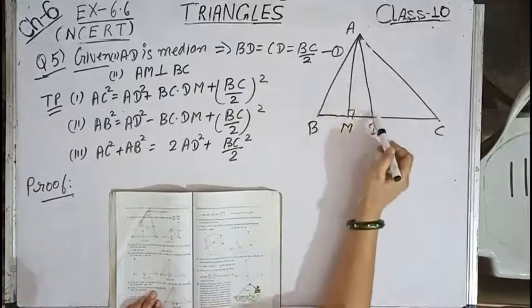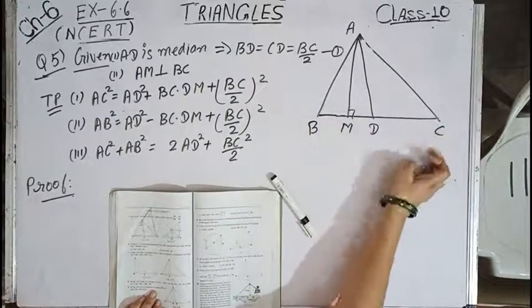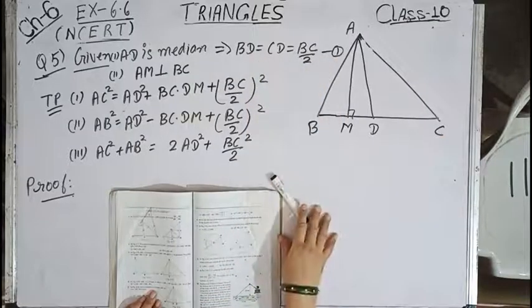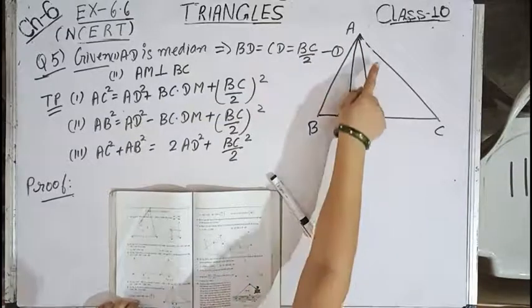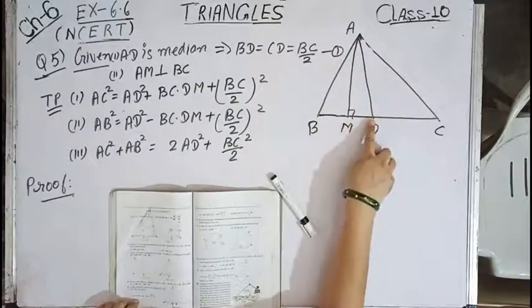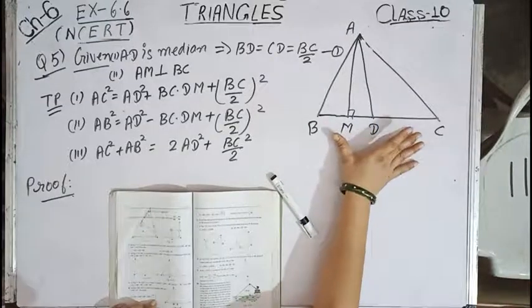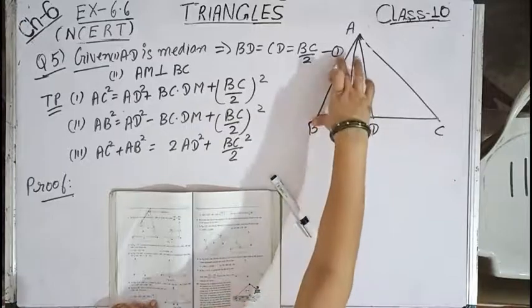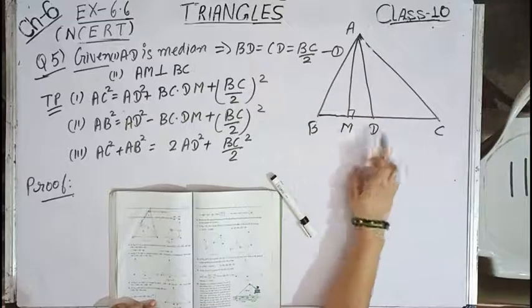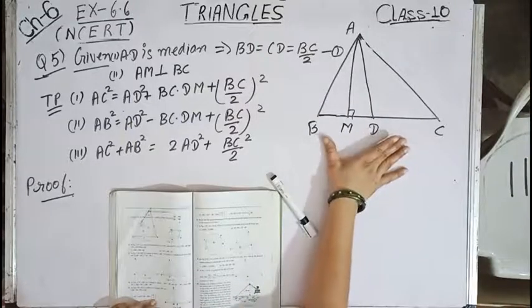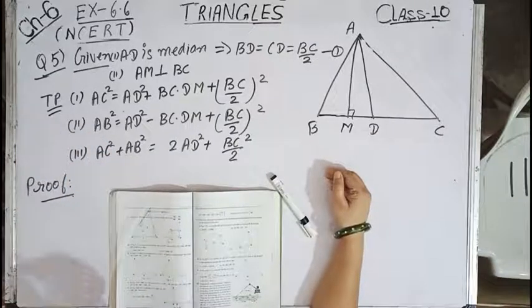AD is the median. So obviously if AD is the median, then BD equals CD equals BC by 2. I have written this as equation number 1 over here. Also AM is perpendicular to BC. We have to prove that AC square equals AD square plus BC into DM plus (BC by 2) whole square. Similarly, AB square equals AD square minus BC into DM plus (BC by 2) whole square. And the third is the addition of 1 and 2. So we have to prove this.